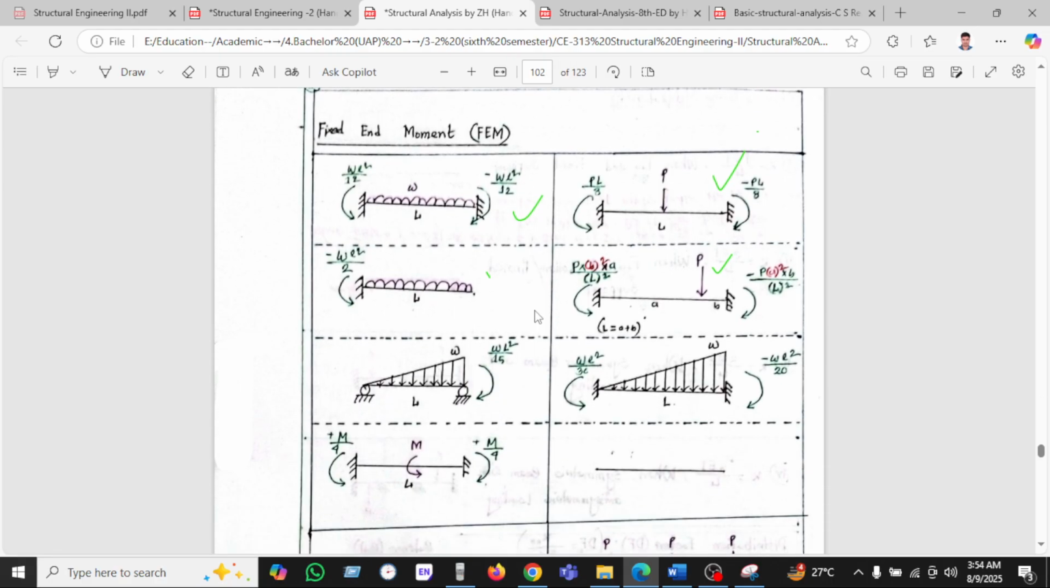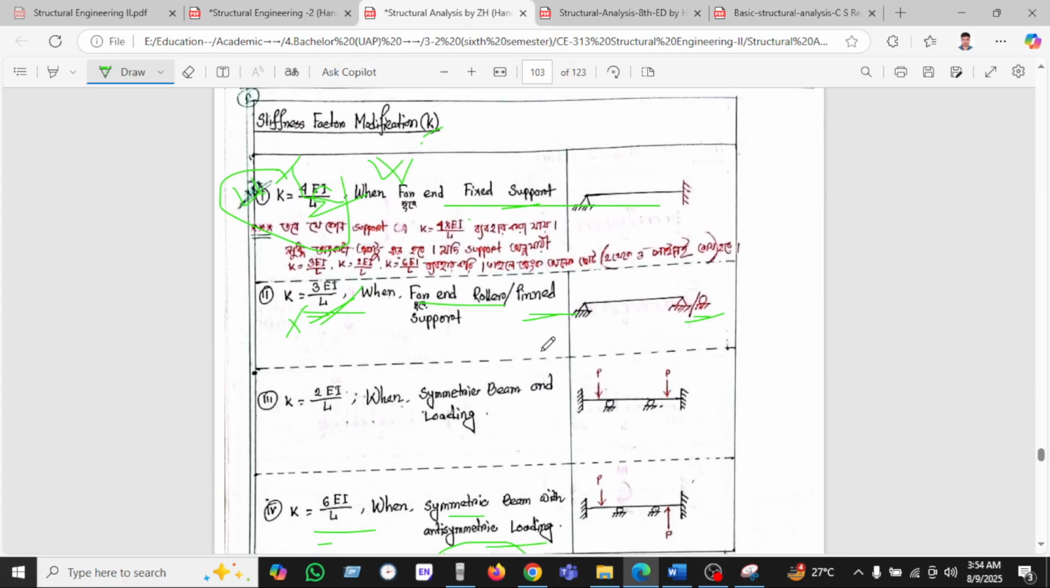Now the fixed end moments. Here are some formulas you must memorize: when the fixed beam carries a UDL, the fixed end moment is wL squared by 12, and when the fixed beam carries a point load P, it is PL by 8. Others are given here. You should memorize them.